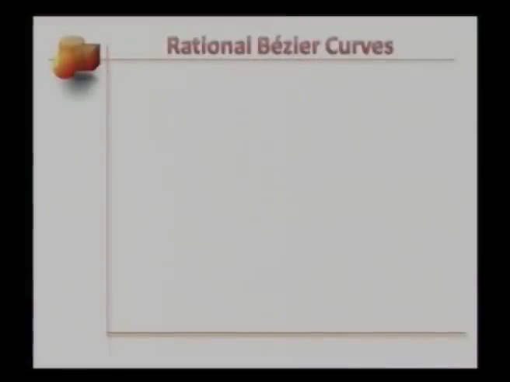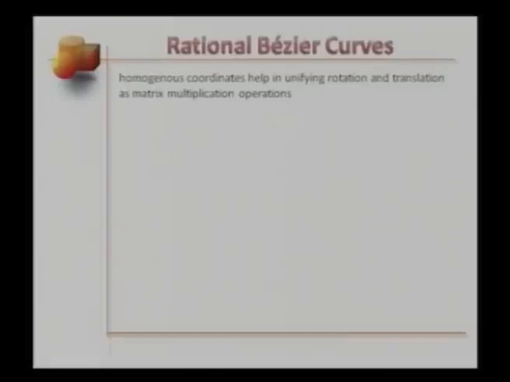We now come to rational Bézier curves. We have seen before that homogeneous coordinates help in unifying rotation and translation transformations as matrix multiplication operations. We'll see today how homogeneous coordinates can also help define individual segments more generally. In this case, a Bézier segment.